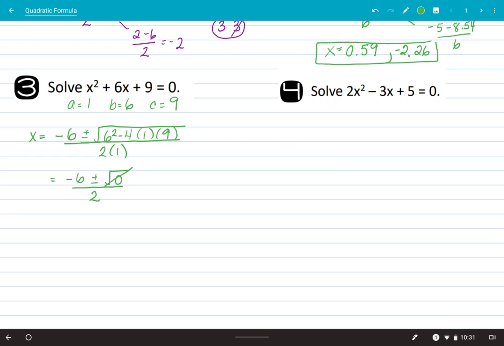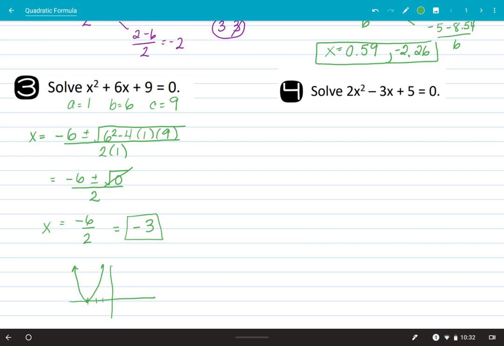So we can cross this off. And all we get is negative 6 over 2, which is negative 3. So our graph is only going to touch the x-axis at one place and then bounce up. If you remember when we graphed it, it's going to touch at negative 3 and then bounce up. So one answer. Remember when we did discriminant and we could do 2 answers, 1 answer, or 0 answers? This is what you get.